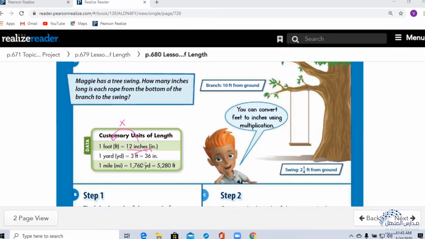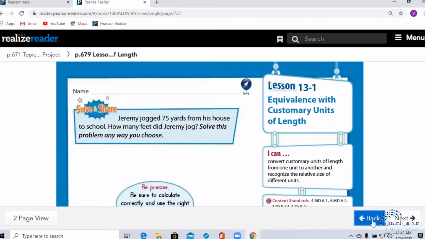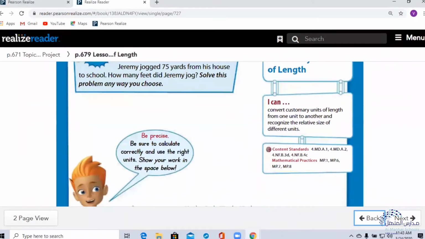1 mile is 1,760 yards and 5,280 feet. Keep that in mind for our first question. If you turn back to page number 679, our first question will be: Jeremy jogged 75 yards from his house to school. How many feet did Jeremy jog?